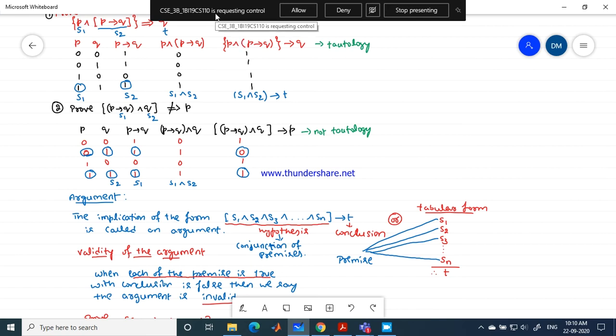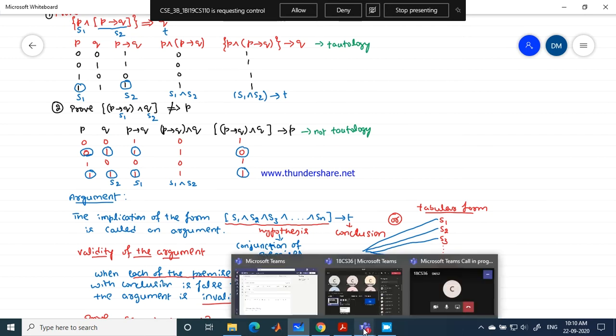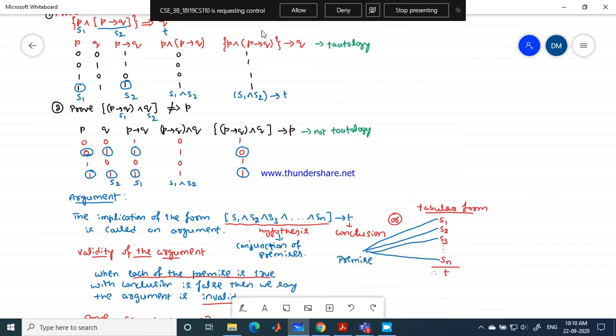Okay, so he's expecting something. So USA number 110. Why do you want the control of the session? Do you want to present something? Okay.